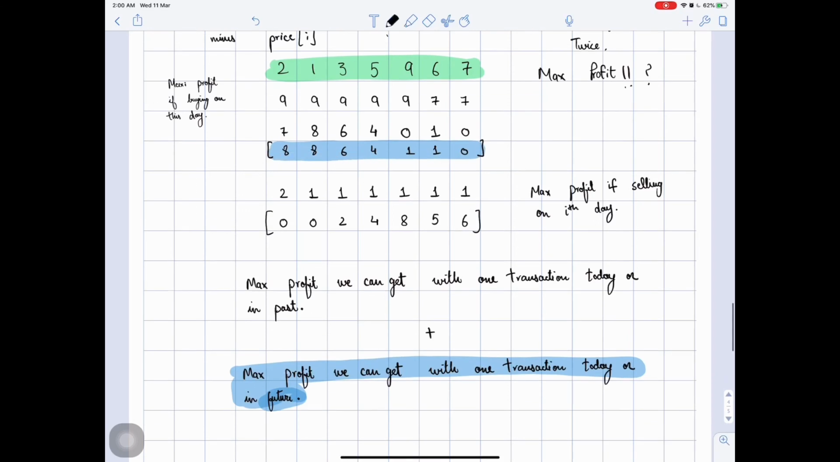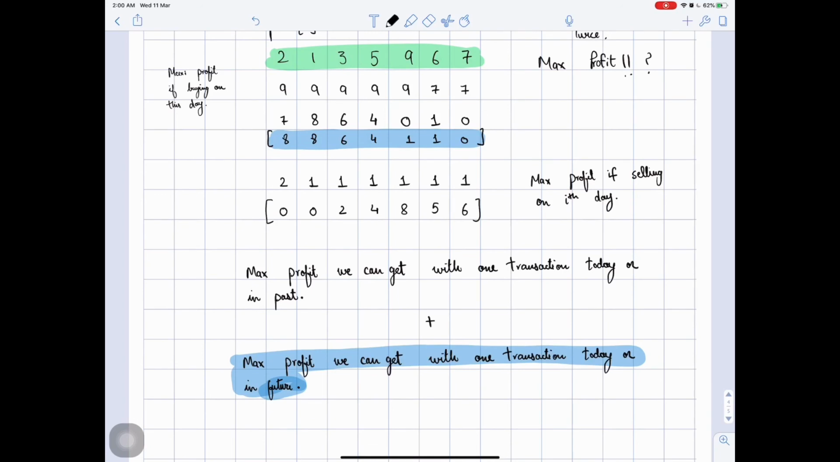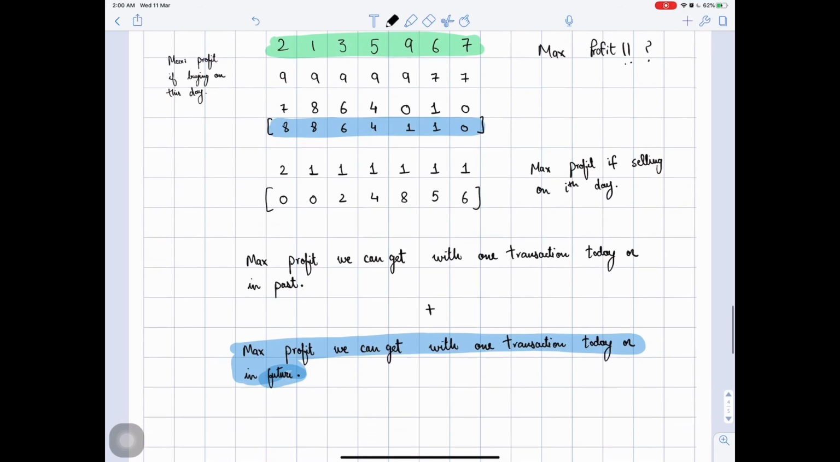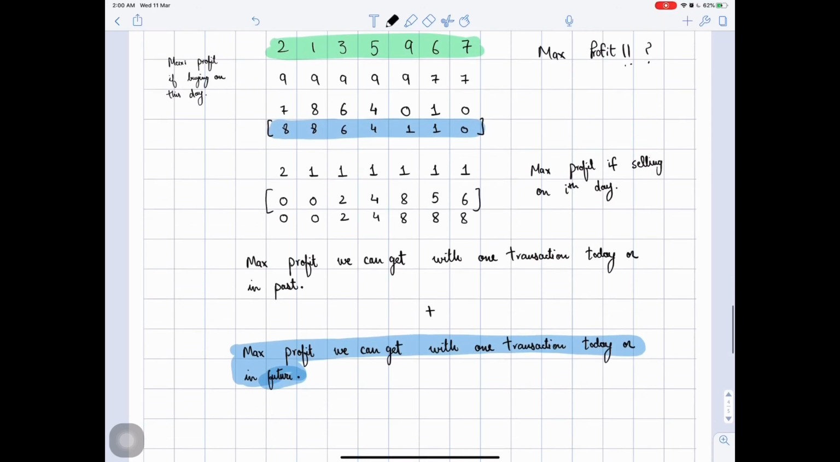Similarly, we can do the same for selling. From the left side, on the first day the maximum profit was 0, the second day also 0, the third day 2, the fourth day 4, the fifth day 8, the sixth day also 8, and on the last day also 8, right? So what exactly is this signifying? The maximum profit if you sell on that day or in the past. So this is nothing but the maximum profit we can get with one transaction today or in the past.